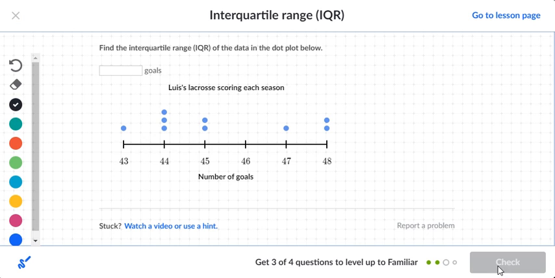Okay, next question. Find the quartile of the data sets of the plot graph. So we have one dot above 43. We have 3 dots above 44. So we're going to write 44 3 times. We're going to write 45 2 times. We're going to write 47 1 time. And we're going to write 48 2 times.